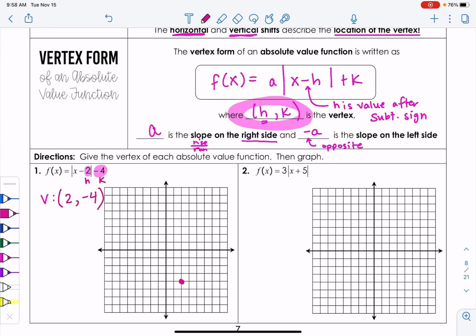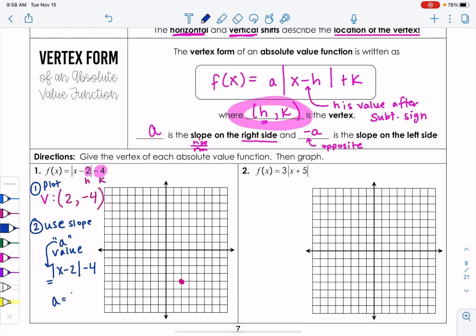And then we're going to use the slope. So step number 1, we plot the vertex. Step number 2, we use the slope. If you remember what we just said above, the slope means to look at the a value, meaning what is in front of those absolute value bars. If we have the absolute value of x minus 2 and then minus 4, what number is in front of this absolute value?